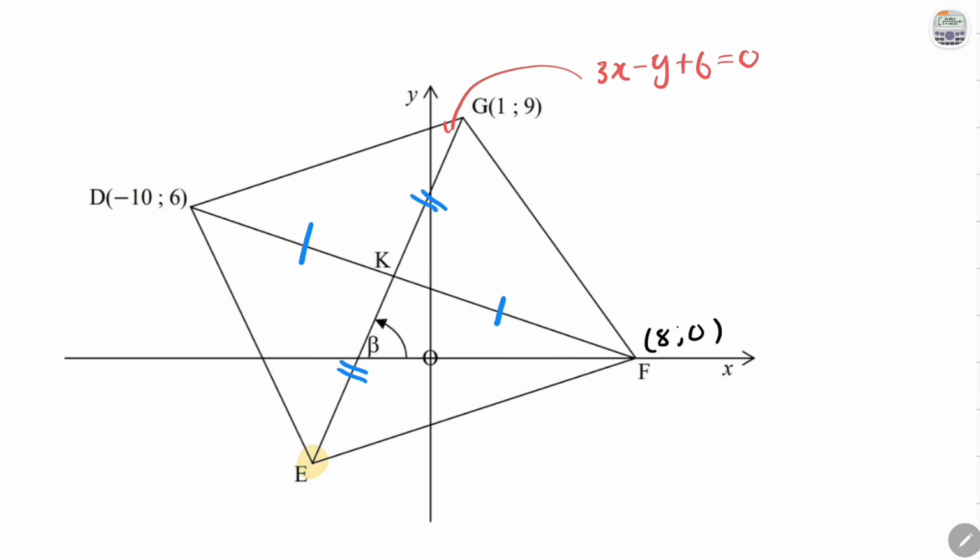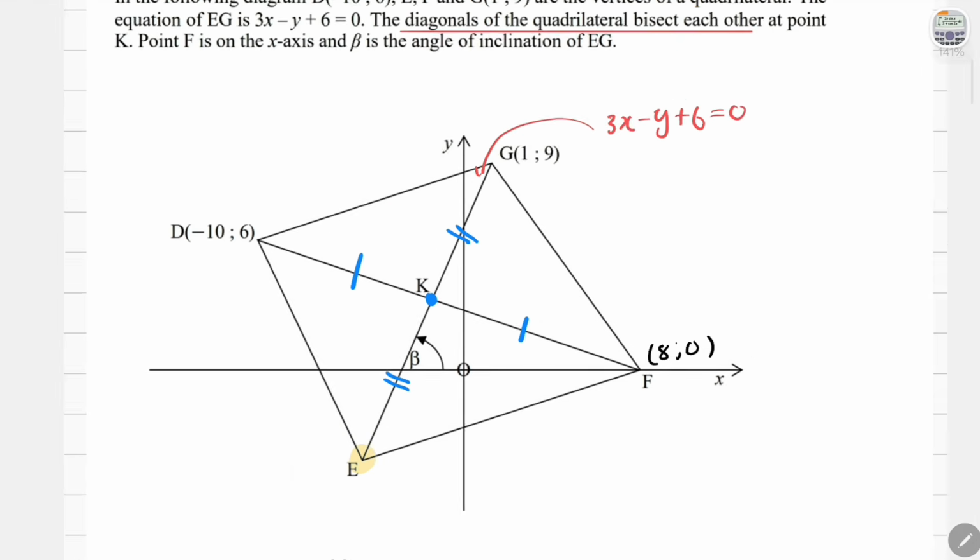Because of that, K is the midpoint of EG, but K is also the midpoint of line DF. So they share the same midpoint. The goal is to find K, and that will help you find E. We can find K right now because we have D and F, those two endpoints. So let's use the midpoint formula to find K, and then we would find E.